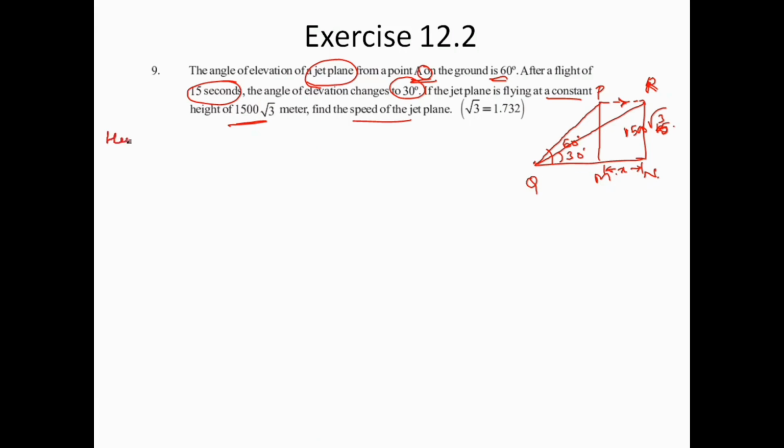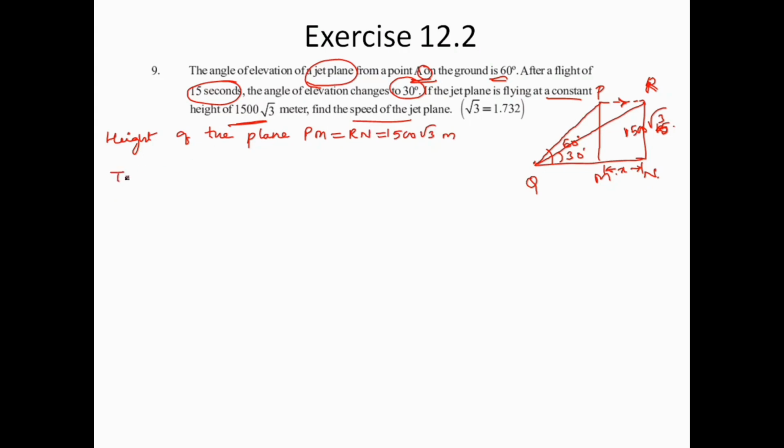So let us write the assumptions of this one clearly. Height of the plane which is moving in one direction from the ground is taken as PM is equal to RM is equal to 1500 root 3 meters. I hope this is clear, right? So you know the angle of elevations over there are 30 and 60 degrees.